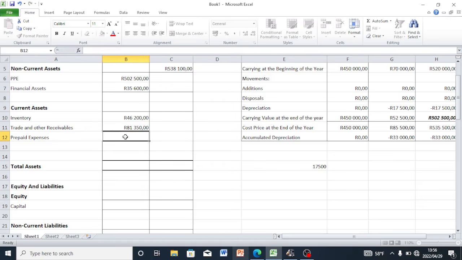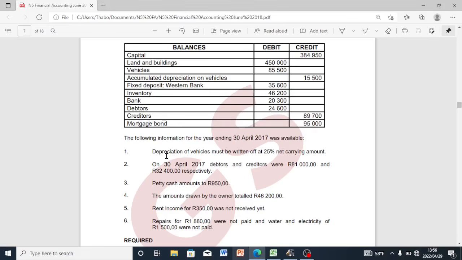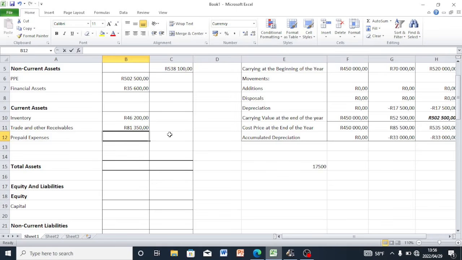So on this activity, we don't have any other prepaid expense. What is a prepaid expense? These are expenses that we paid in advance, or for more than 12 months. So we take the amount that is outside of our financial period and record it under prepaid expenses. By the look of things, we don't have any other prepaid expenses, so we are going to put a 0 there.